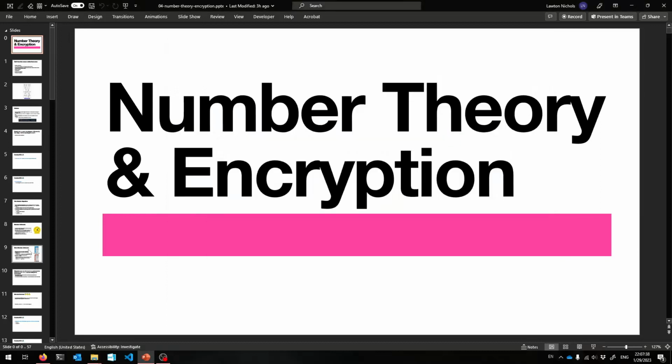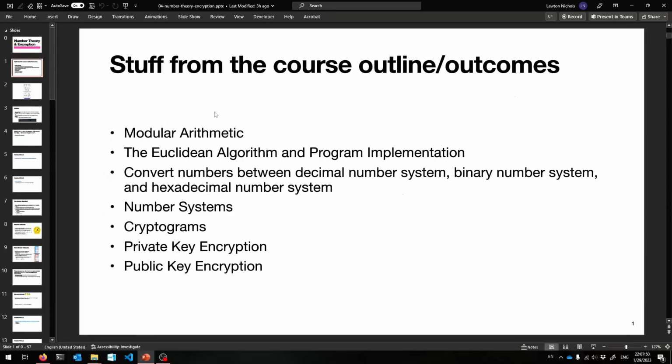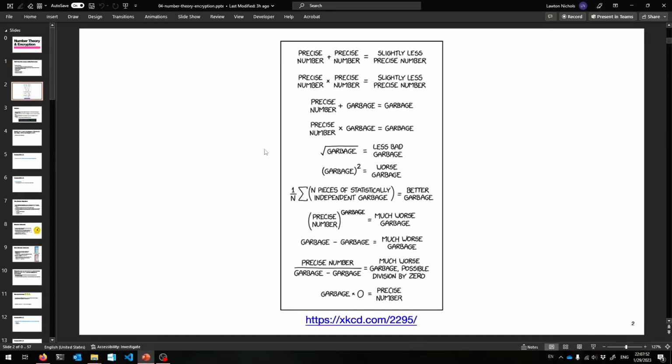Okay, hello and welcome to some new slides on number theory and encryption. I have a lot of stuff to get across to you in this set of slides. It is going to take 3 lectures, not the normal 2. So there's a lot going on. There's a lot I have to show you. But at the very least, by the end, you will be able to laugh at this funny XKCD comic.